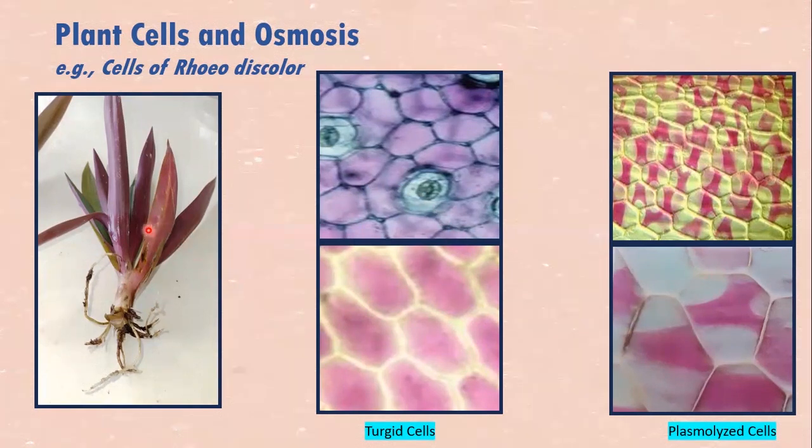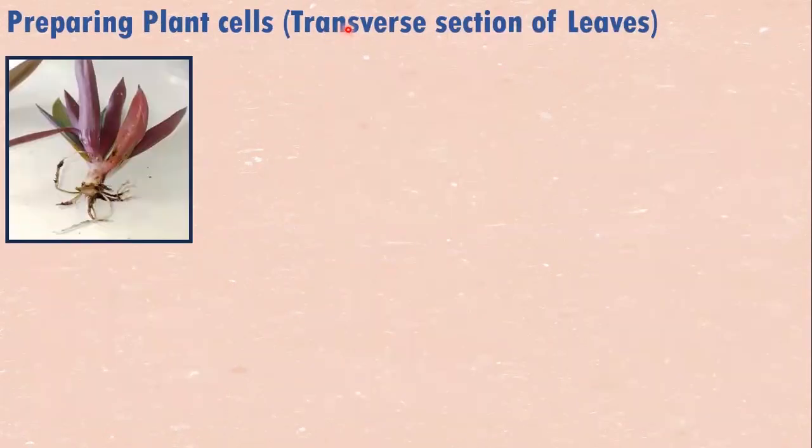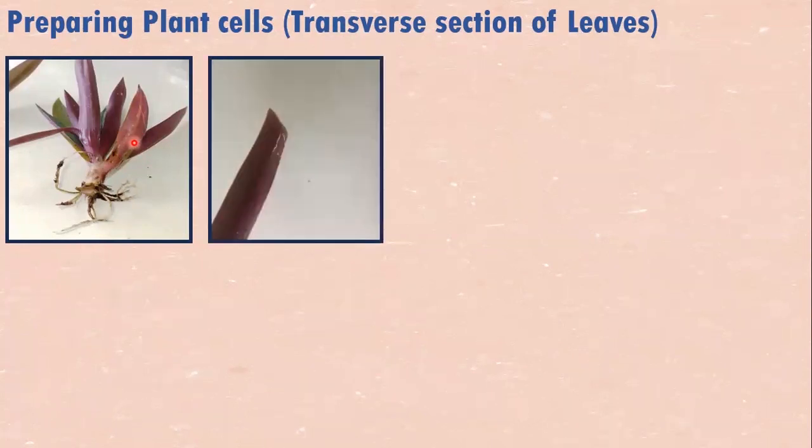So, how do you get these plant cells to look at? Because you can't see the plant cells as they are in this one. So, we need to get plant cells put under the microscope so that we can observe what is happening inside the cells. So, we want to explain how to get a transverse section of leaves. So we have this plant, we take a leaf, we want to get a transverse section so that we can look inside and see the cells.